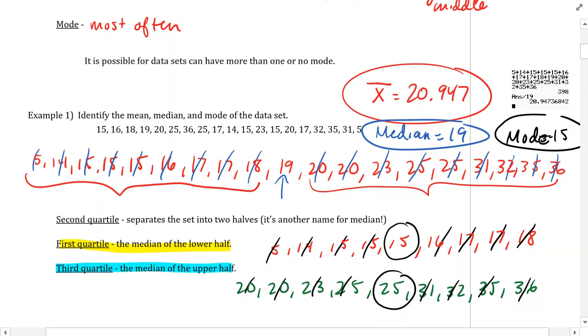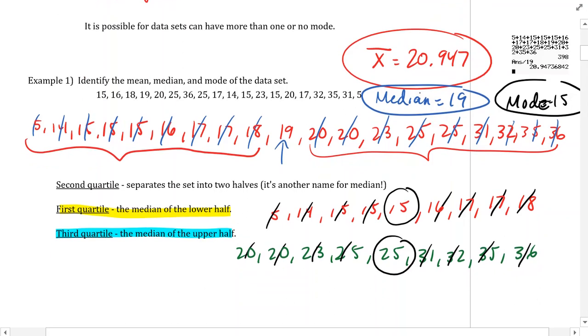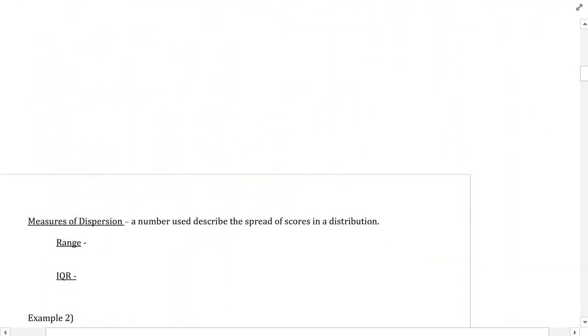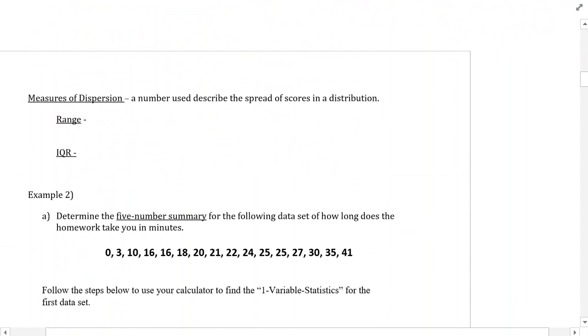So in this problem, we'd say our median is 19, our first quartile is 15, and our third quartile is 25. We also have our mean, and our mode was 15. Now, a measure of dispersion is a number used to describe how spread the scores in a distribution are.